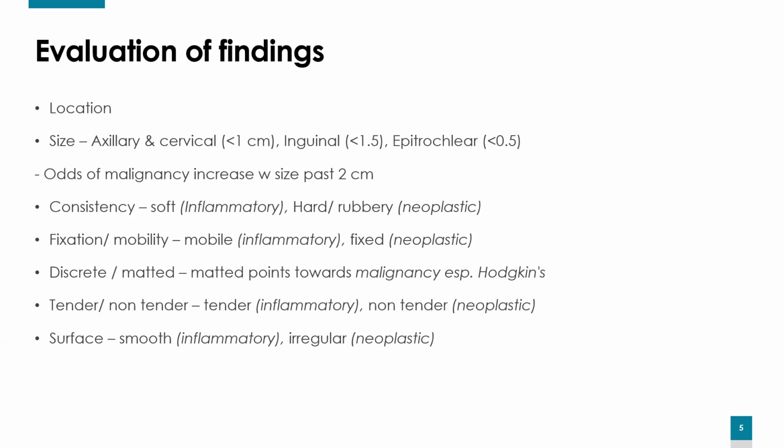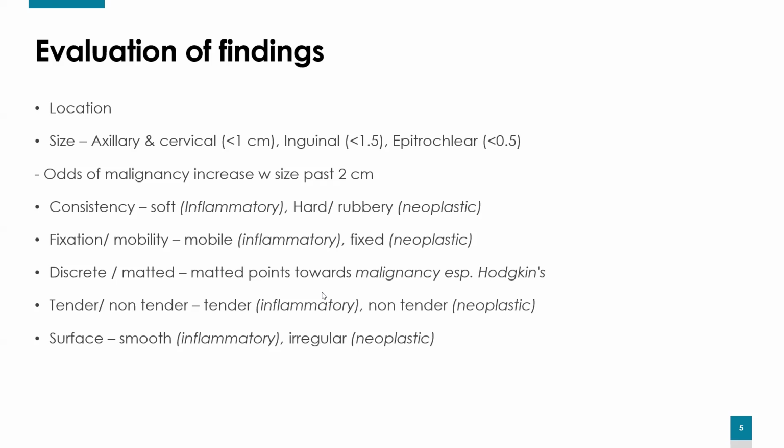I feel like that's the best way to go about it. Inflammatory nodes are usually soft, mobile, may be discrete or matted, and are tender. In neoplastic, they are hard or rubbery, fixed to the posterior wall, matted, and non-tender, so they're not painful. Then the surface: when you palpate the surface, do they feel smooth to touch or irregular, like nodular? Smooth is inflammatory, irregular is neoplastic.